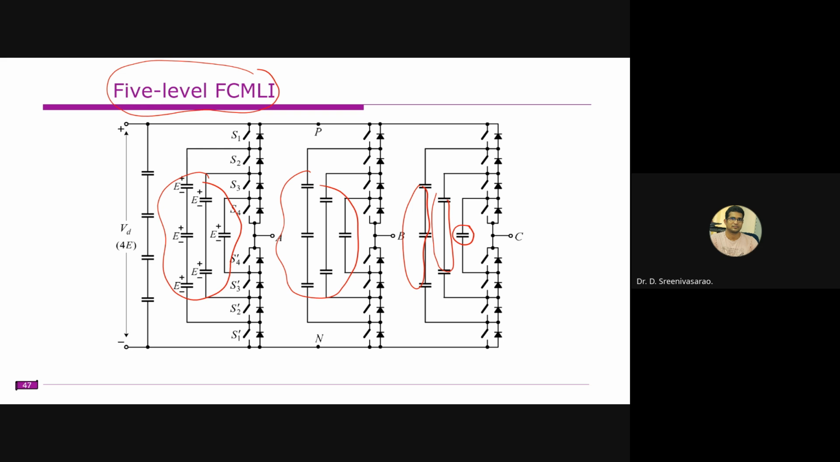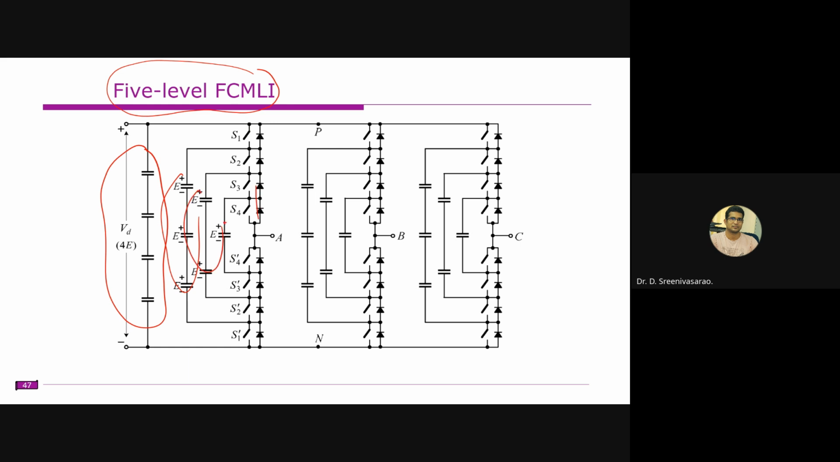All right. So here, S1 and S4 are complementary. These two switches are complementary like this. If all are on, you will get this 4E voltage, and if these three are on, you will get 3E voltage, and if two are on, you will get 2E voltage, and E voltage likewise. It is operated like this. This is not very popular when compared to others.